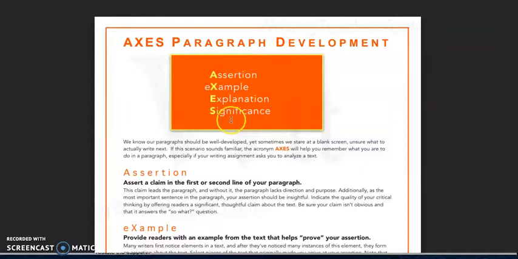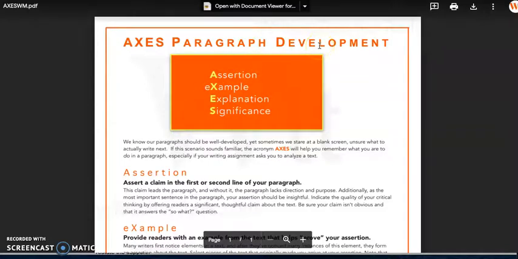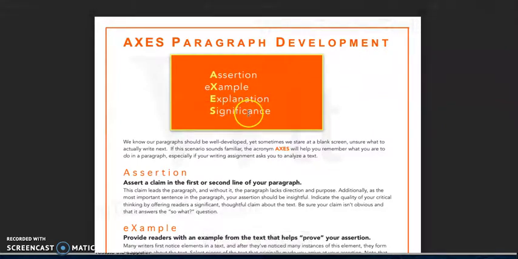And then the paragraph always ends on significance. So you think about why this assertion is significant in terms of your thesis idea. So we have to understand this in order to accept the thesis idea. That's that final line in your paragraph. So that's what AXES stands for: assertion, example, explanation, and significance.